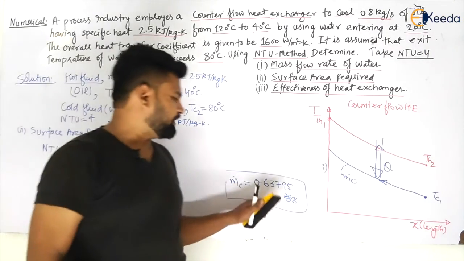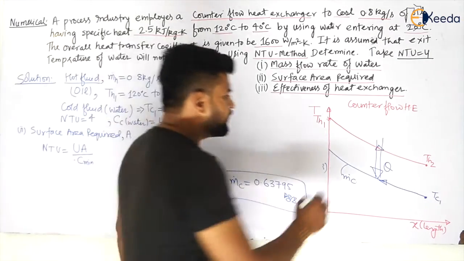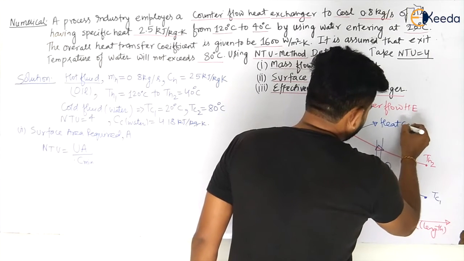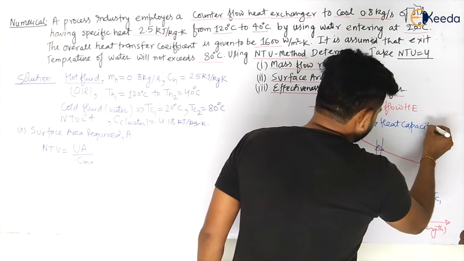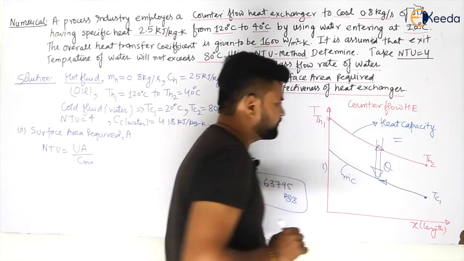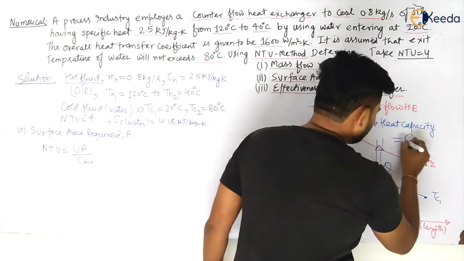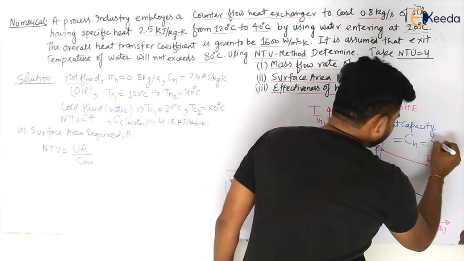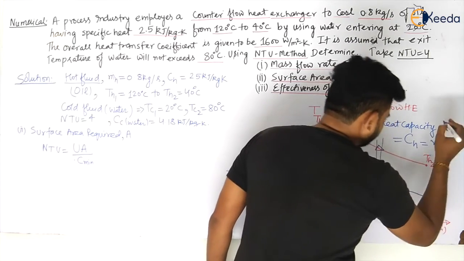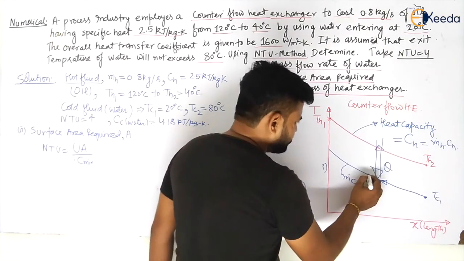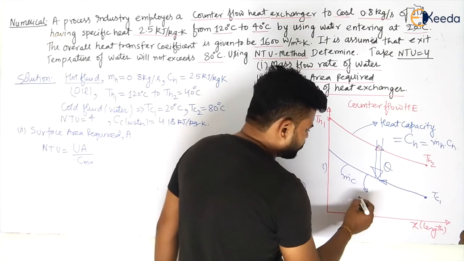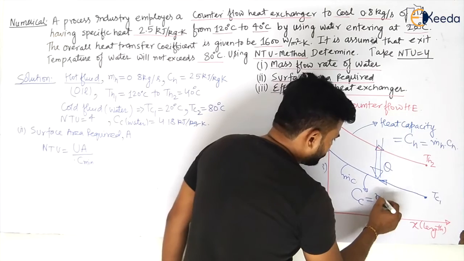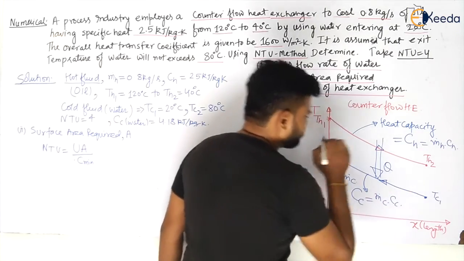Okay, now we know the mass flow rate. Can we calculate the heat capacity for both fluids? Your heat capacity, my dear students. What is your heat capacity? Sir, I don't remember, one student may say. That is given by CH for the hot fluid, and this will be equal to M dot H into CH. Very good. Now, heat capacity for your cold fluid will be given by capital CC is equal to M dot C into CC. Very good.